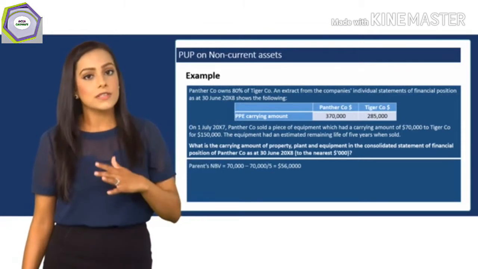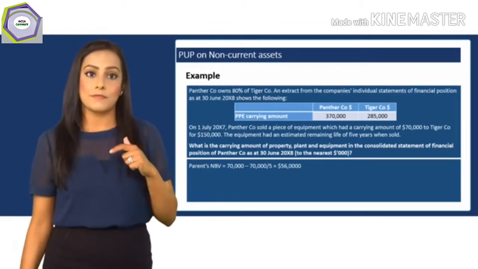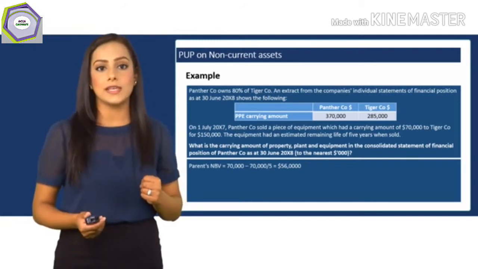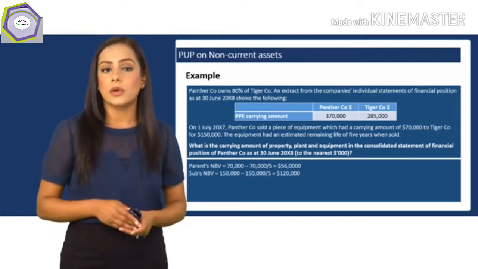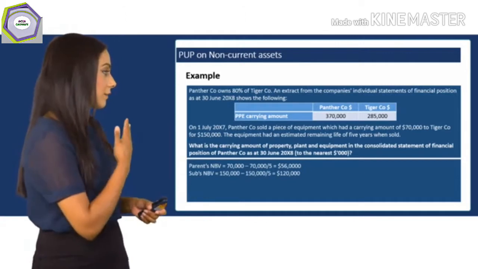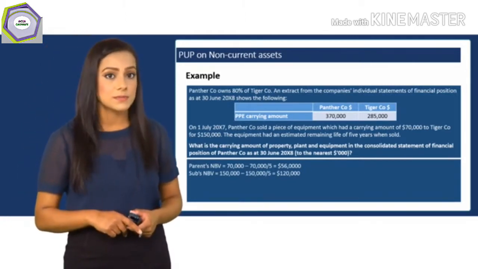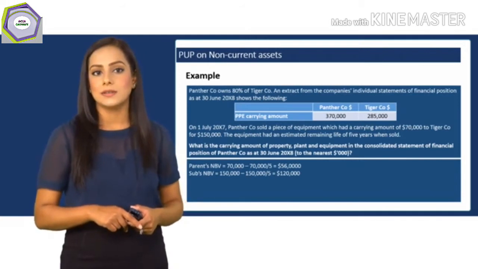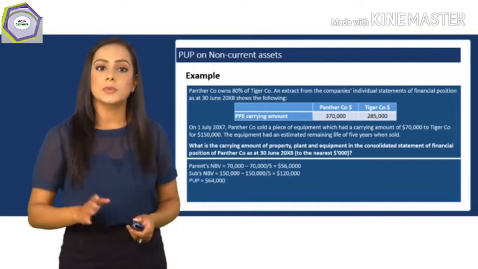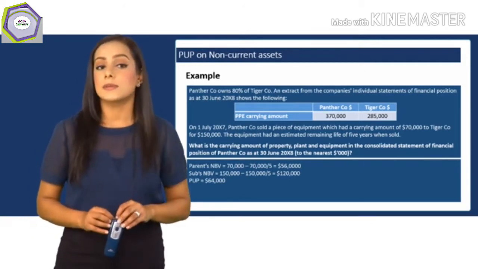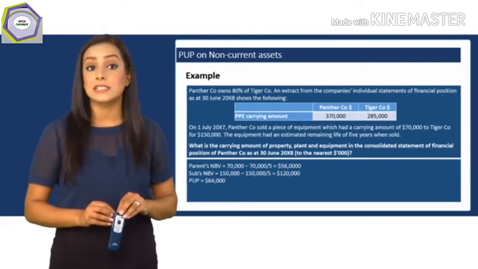Now, from the subsidiary's perspective, they bought the asset for 150 and the asset had a remaining life of 5 years. So applying 1 year's worth of depreciation, 150 take away 150 divided by 5, the net book value from the sub's perspective is 120,000. So therefore the difference between the two is 64,000. So when sold, the parent made a profit of 64, which must be eliminated.